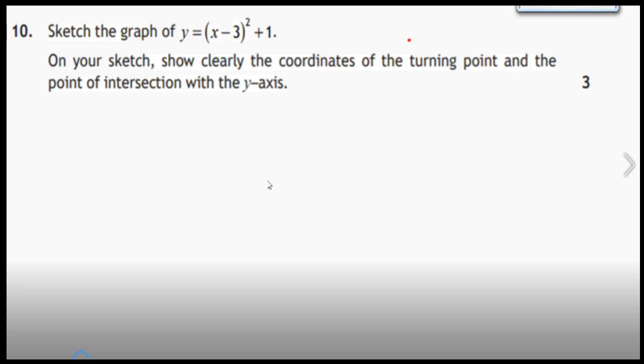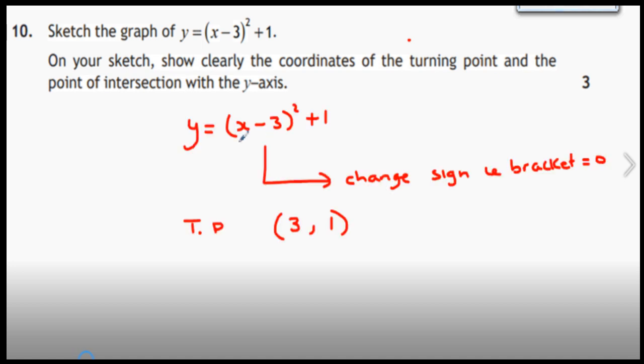Right, first thing we're going to do is work out what the turning point is. So there's our equation. This bracket's got to be equal to 0, but the easiest way to do that is just to change the sign of this number here. So change the sign, i.e. that's making that bracket equal to 0. So the value for x that makes the bracket equal to 0 is 3, and for the y coordinate you read it straight down. So the turning point of this parabola is (3, 1).